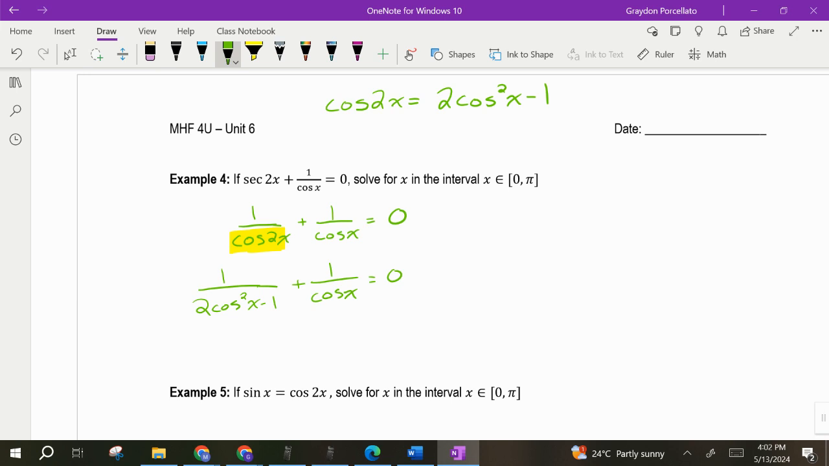Now, anytime we're dealing with these questions, notice this is now a reciprocal function or a rational function. When we're dealing with a rational function, we need to get a common denominator. So my common denominator is going to be these two factors here. So I'm going to multiply the top of this function.